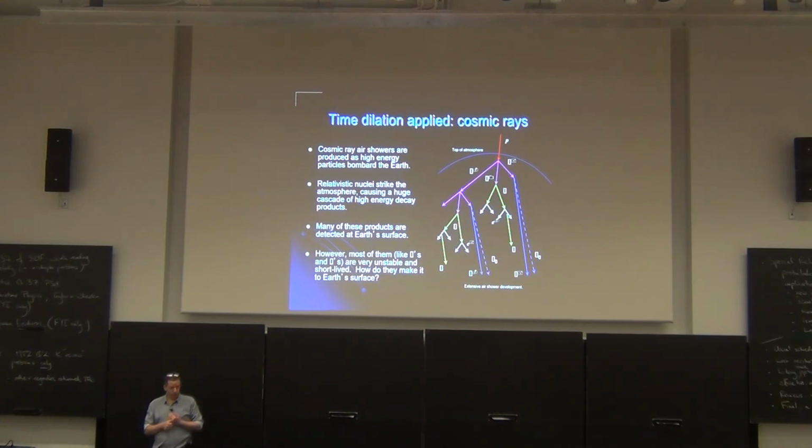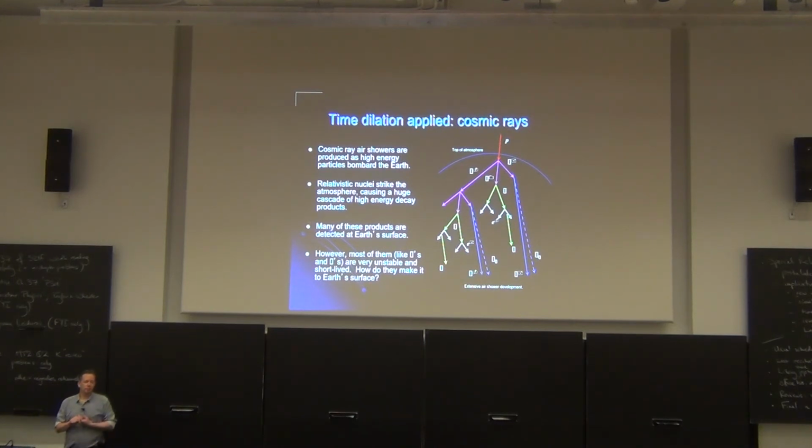It has a natural lifetime in its reference frame, when it's at rest, of 2 microseconds, roughly. 2 millionths of a second. So if I gave you a muon to look at, you'd only have 2 millionths of a second before it disappeared and produced some other things.